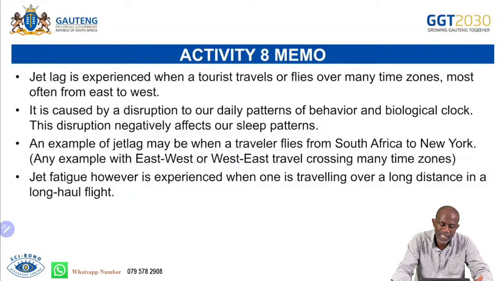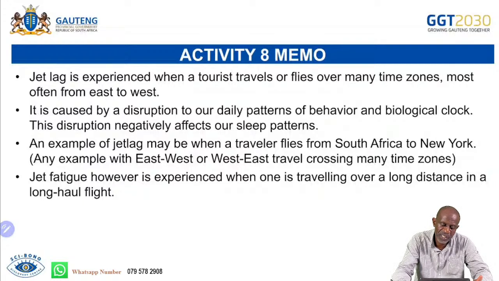Jet lag is experienced when a tourist travels or flies over many time zones, most often from east to west. That is against the rotation of the Earth. It is caused by disruption to our daily patterns of behavior and biological clock. This disruption negatively affects our sleep patterns. An example of jet lag may be when a traveler flies from South Africa to New York, where you would cross how many time zones? 7 time zones.